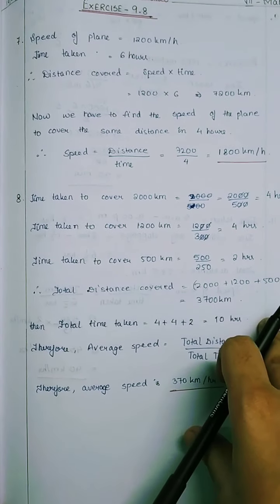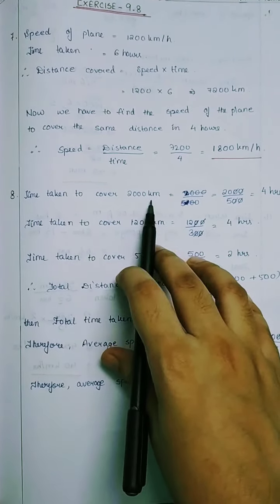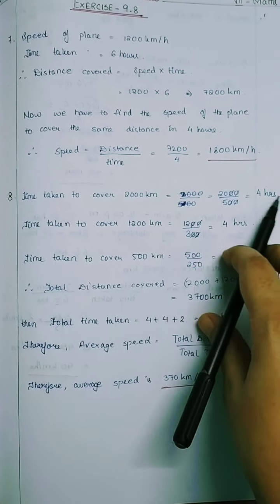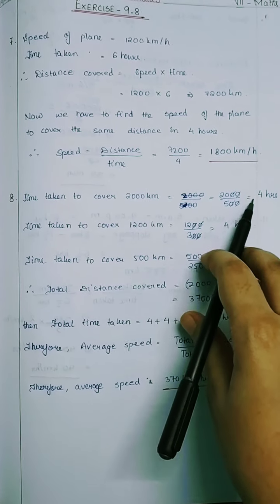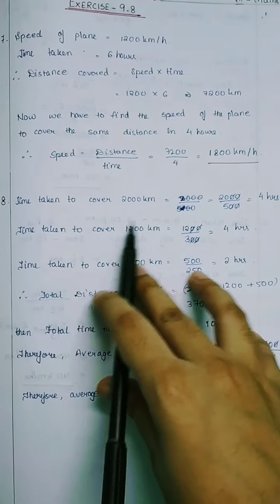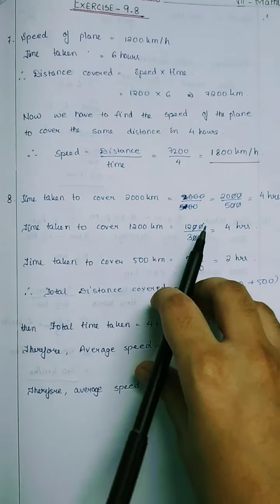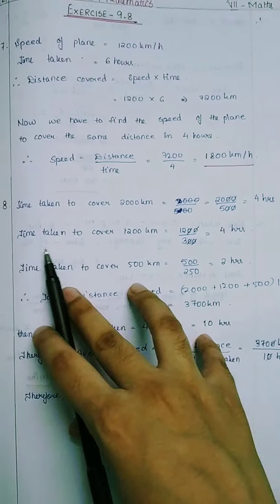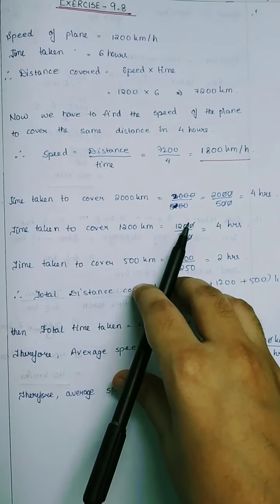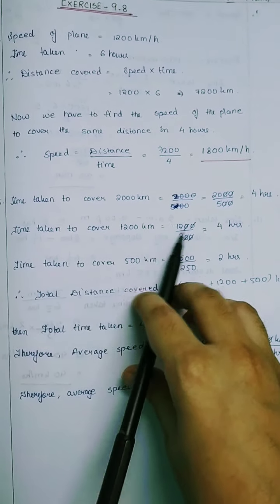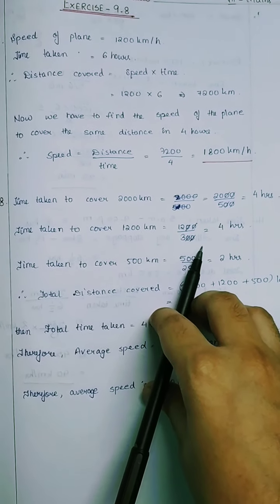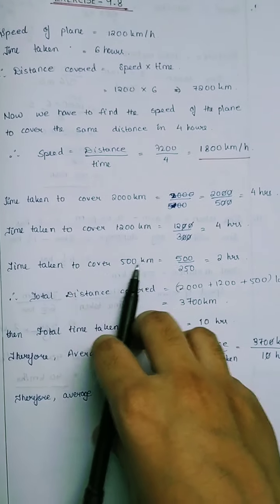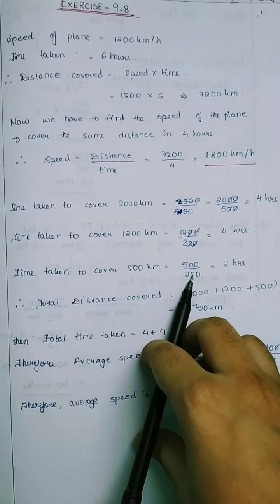In question number 8, time taken to cover 2000 kilometers is 2000 by 500, that is equal to 4 hours. Time is not given, we have to find it from the speed. Now time taken to cover 1200 kilometers will be distance upon speed again. So distance is 1200 by speed 300 kilometers per hour. So we found 4 hours time. Now time taken to cover 500 kilometers is 500 by the speed, that is 250 kilometers per hour.